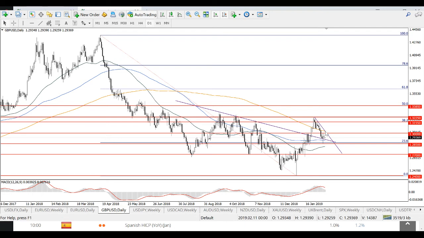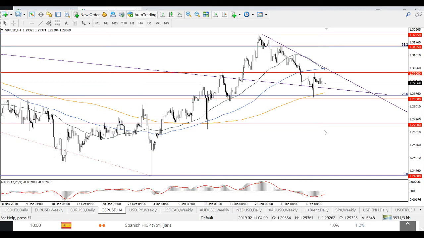Only above 1.3020 will the British pound have a chance to retest 1.3155. If it fails to overcome 1.30, then we'll have a look at 1.2850, and below that level, the 1.27 mark.